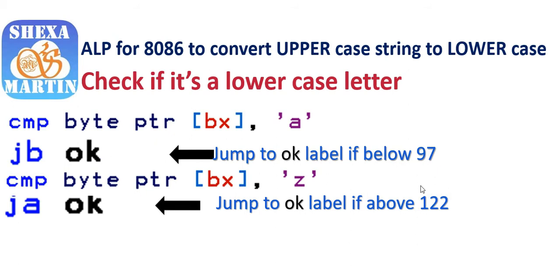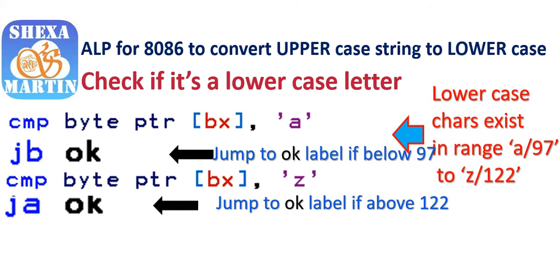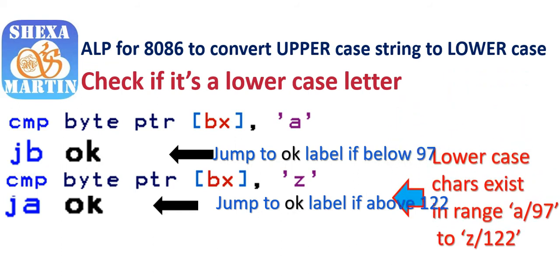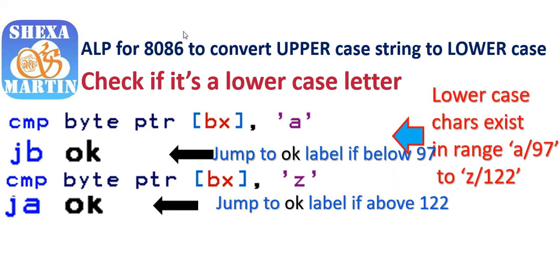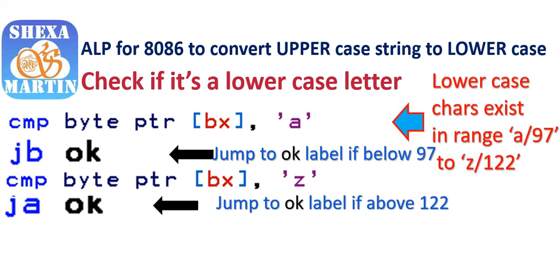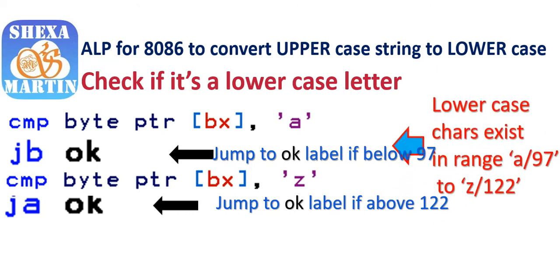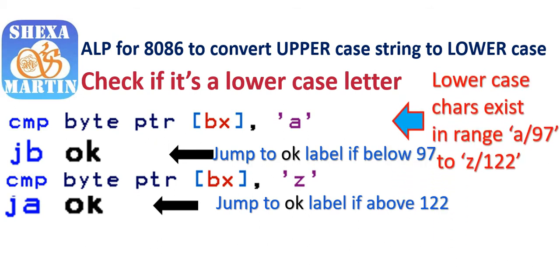If it's within this range, it means it's already a lowercase, and we don't need to convert it. So lowercase characters exist within the range a to z in lowercase, or from 97 up to 122. So that's how we check whether a character is a lowercase letter or an uppercase letter.